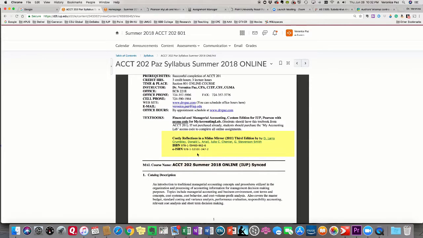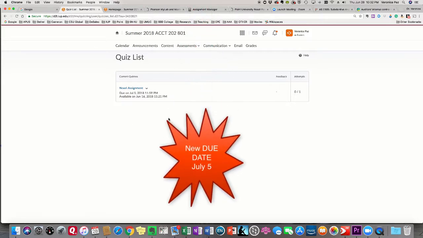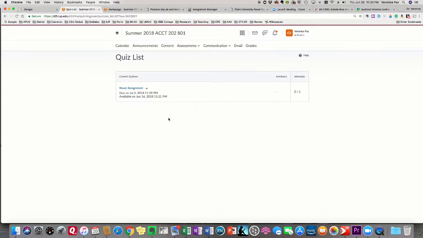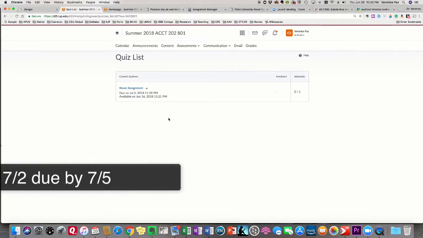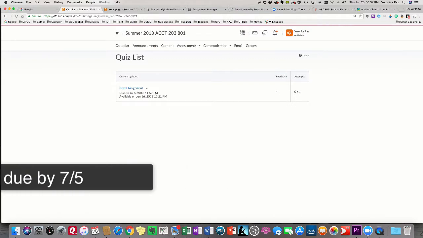Once you obtain the book and have read it, you would go right up here to assessments and to quizzes, and you will see in the quizzes the novel assignment. Since I've received quite a few questions and there has been some confusion, I've extended the due date. The assignment is now due on July 5th. Keep in mind that your comprehensive final exam opens on July 2nd and is also due on July 5th.